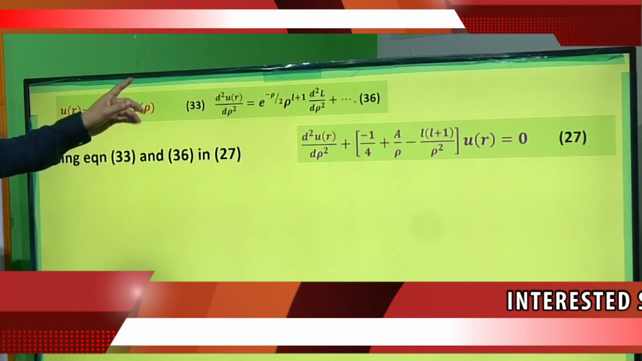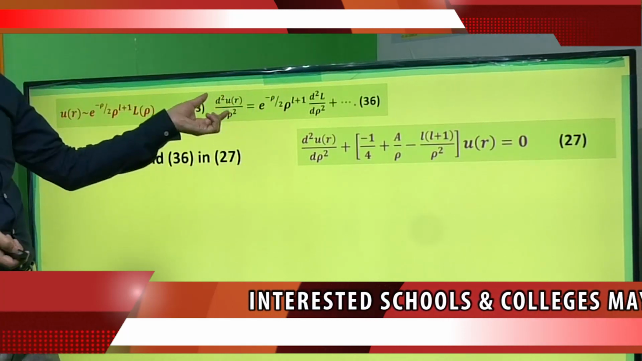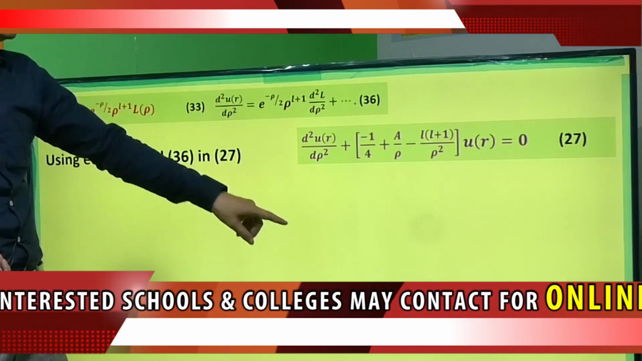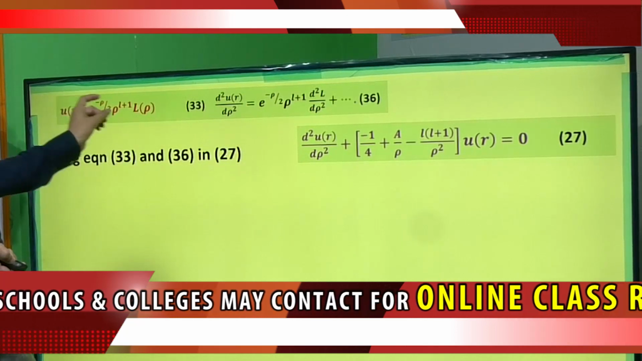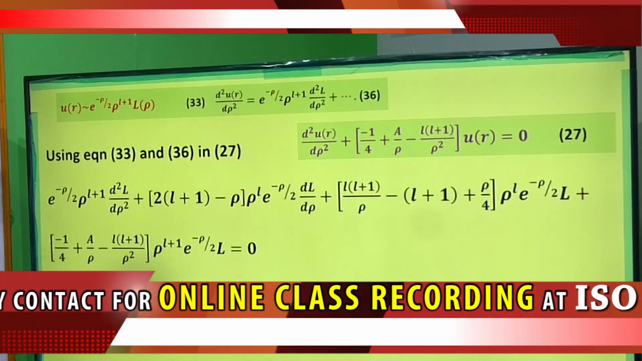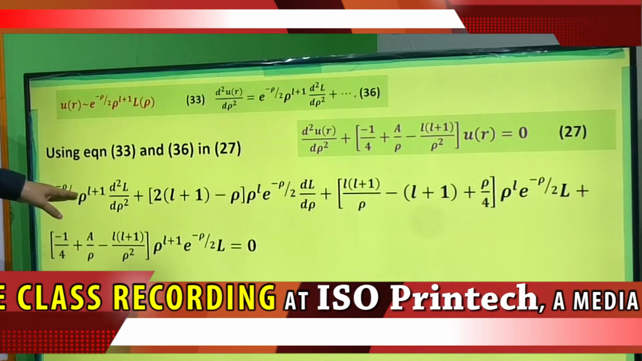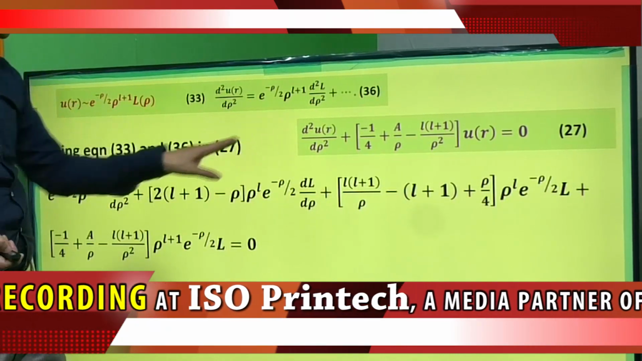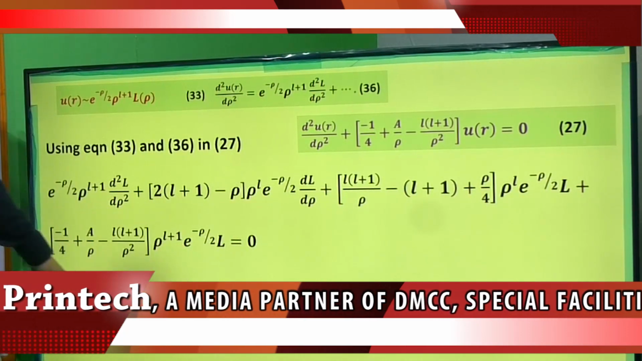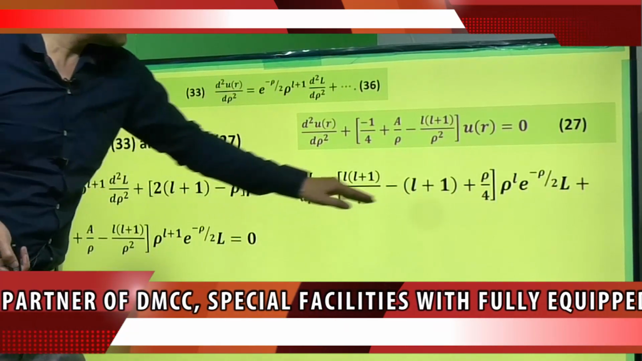Now we are going to use equation number 33, the expression for u, and equation number 36, the expression for the second order derivative, in equation number 27, where the second order derivative appears. You are going to put these values, and here you put the value of u in that second one. On putting it, this is what I get: e to the power minus rho by 2 times rho to the power L plus 1 and so on. This is from the second part, and here is the value from the first part.